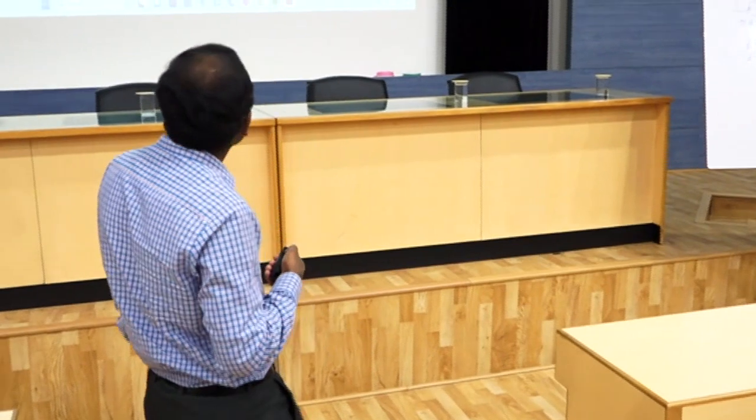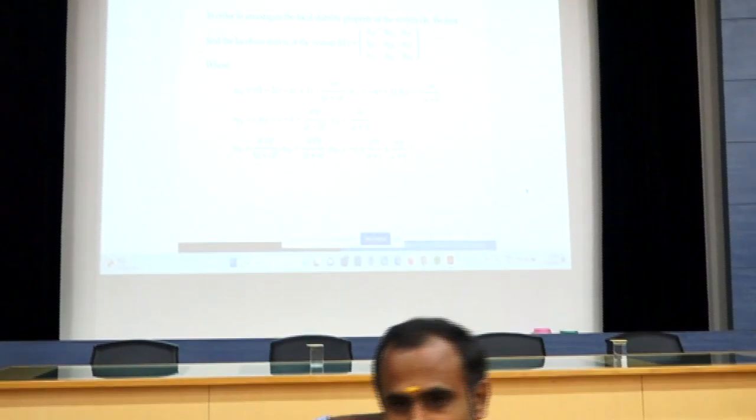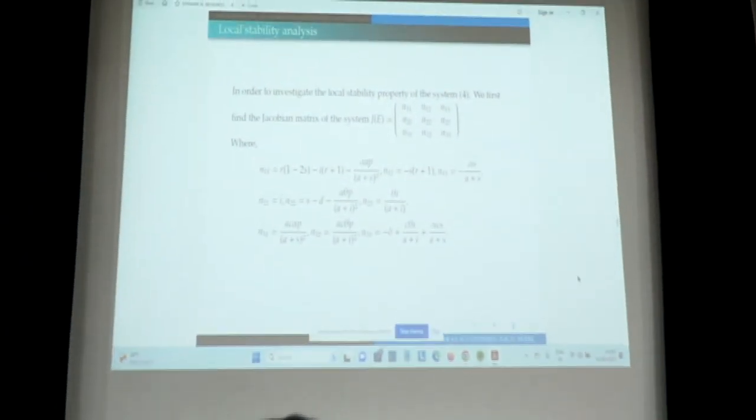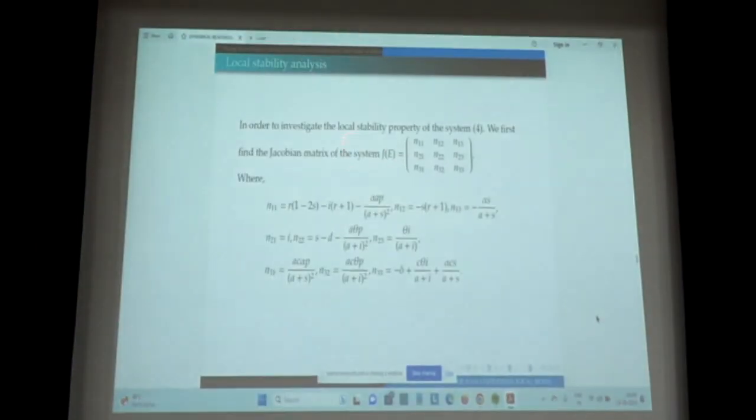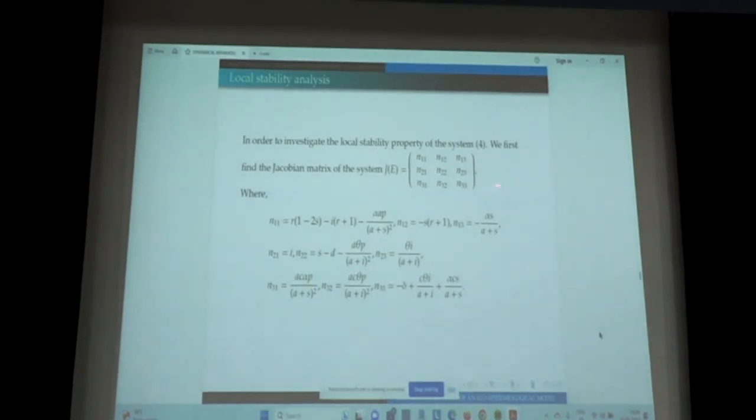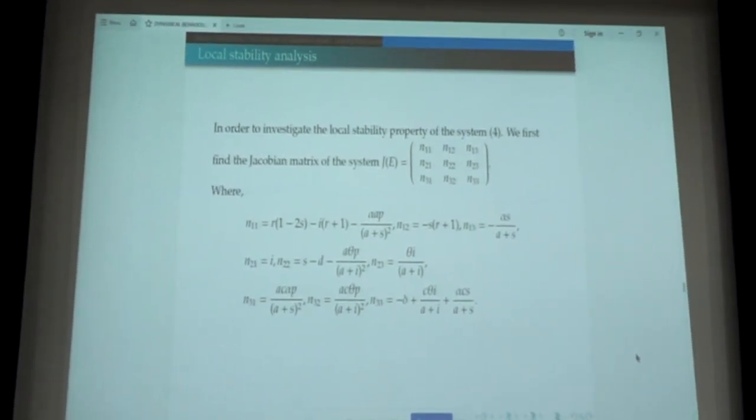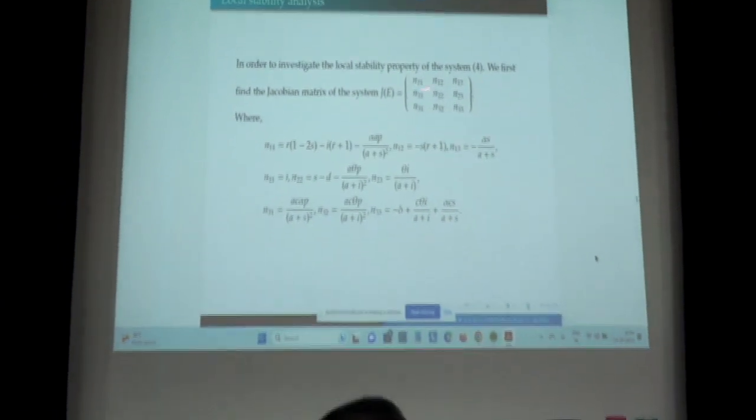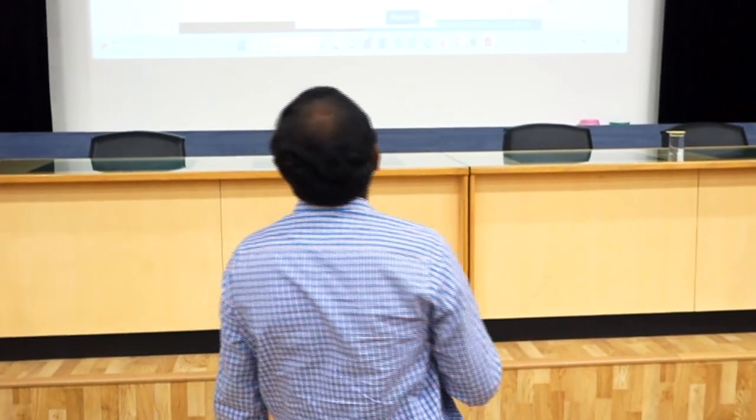After finding the equilibrium points, we need to analyze the stability of our system. For analyzing the stability, first we need to form a Jacobian matrix. So we take the Jacobian matrix of our system 4, denoted by J of E, with entries N11 to N33, taking the partial derivatives dou by dou S, dou by dou I, dou by dou P. In a similar way we get the Jacobian matrix for the whole system. Here N1 to N3 are given.